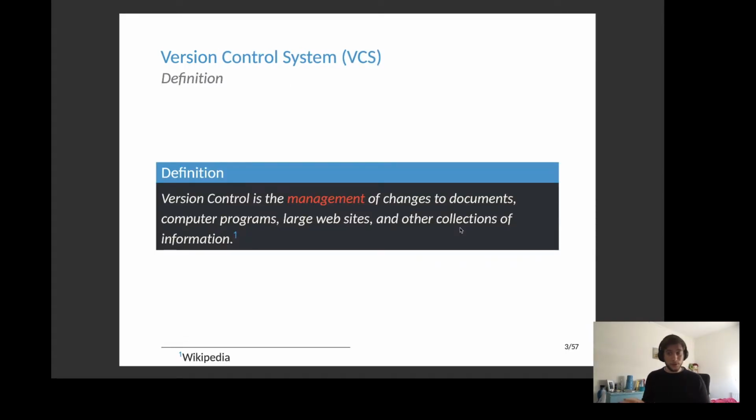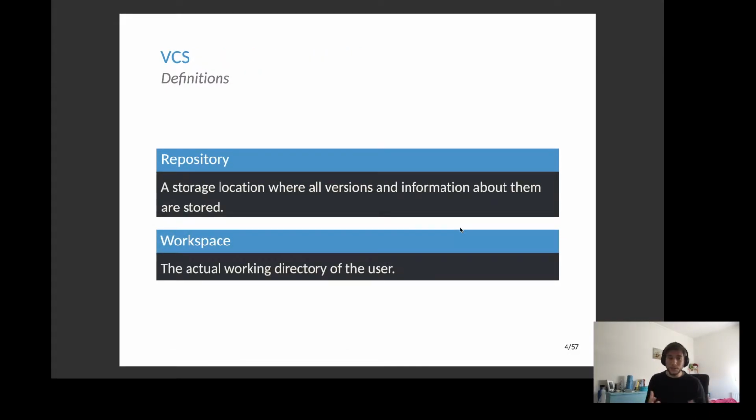So, version control systems in general. Git is only one system for keeping versions. Any version control is basically the management of changes to documents, computer programs, and so on. Okay, that's just a description. So the bottom line is that we have many different systems like Git. Every system has pretty much two components: we have what we call a repository, and we have what we call a workspace.